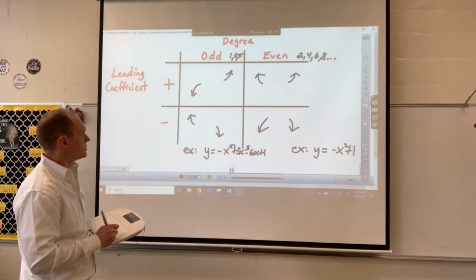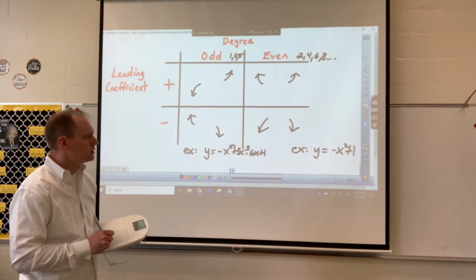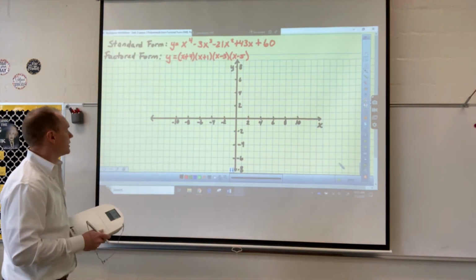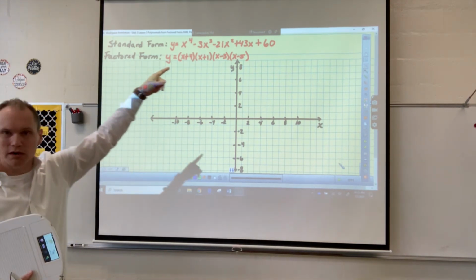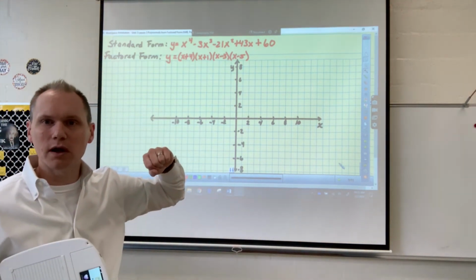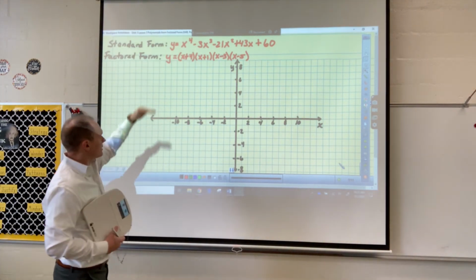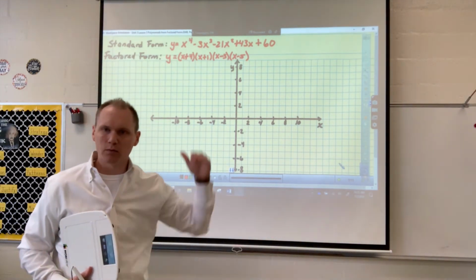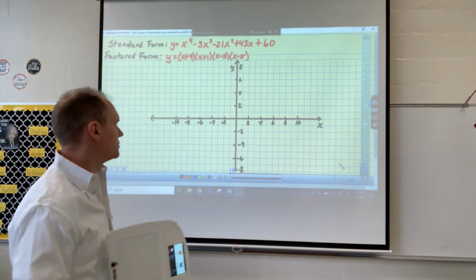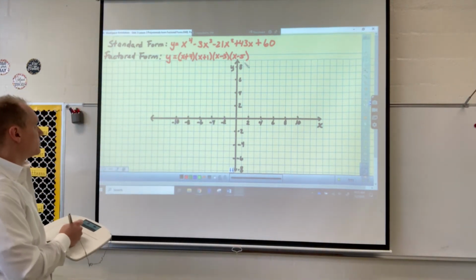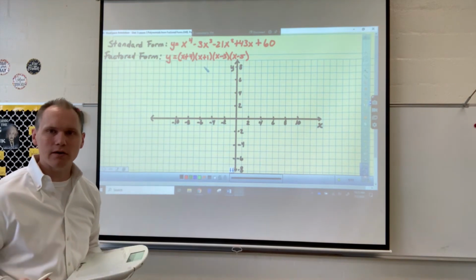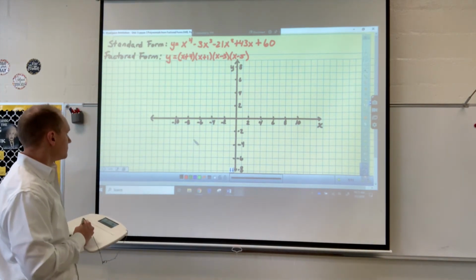Okay, so now that we know what degree is and we know what end behavior is, let's get into another example. Here we have a quartic function at the top, where it has a highest power of 4. And below that is factored form. We won't get into how to get from that form to the other just yet, but let's use factored form to see if we can graph this polynomial.